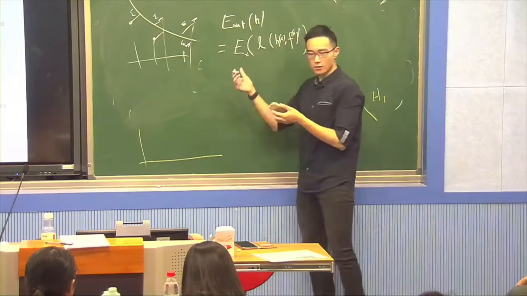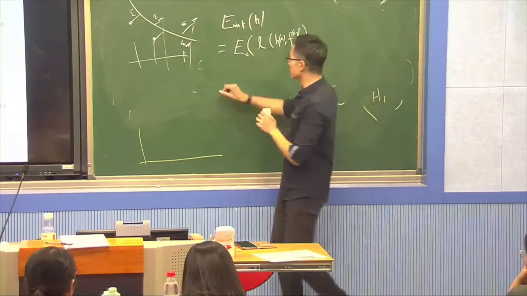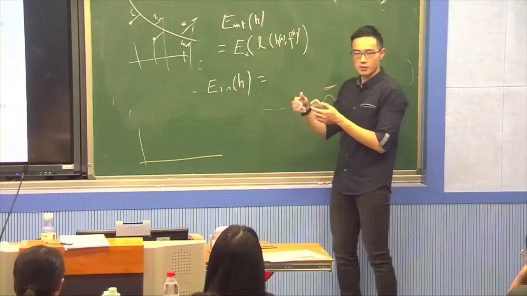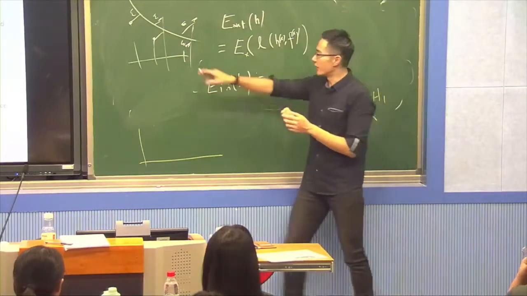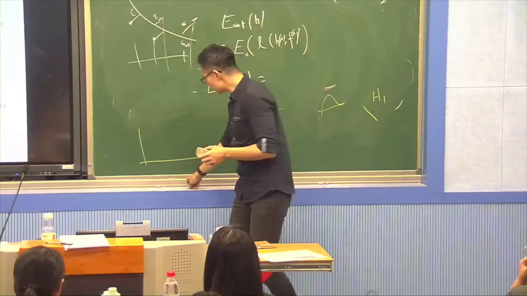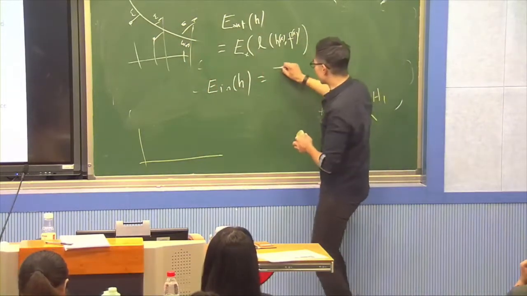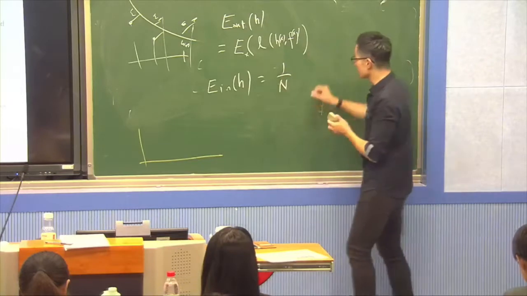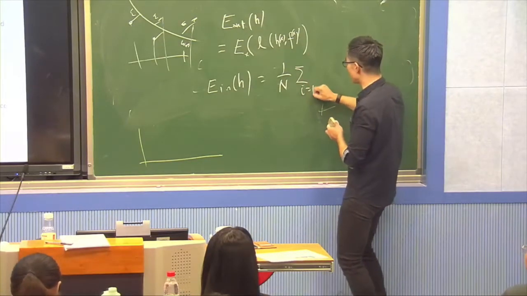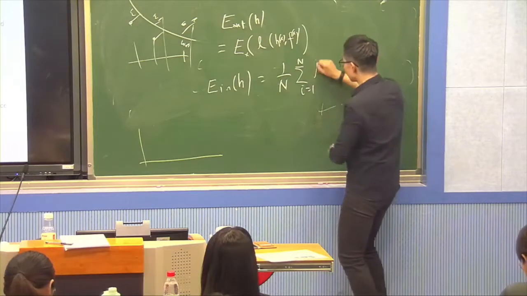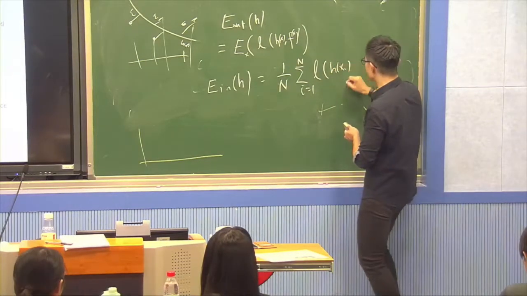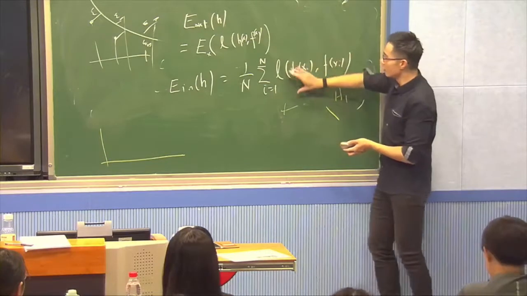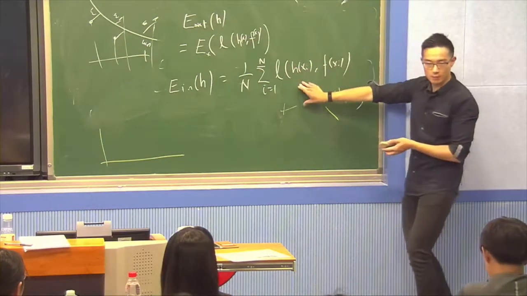This expectation is with respect to the underlying population. What is E in? E in of h is how much error this h makes on the data you actually observe. The way to write it is, suppose I observe n data points, and I take 1 over n times the summation, i from 1 to n, of the loss function of h(x_i) and f(x_i). Everybody follow that? So basically this is the population version, and this is the empirical in-sample version.